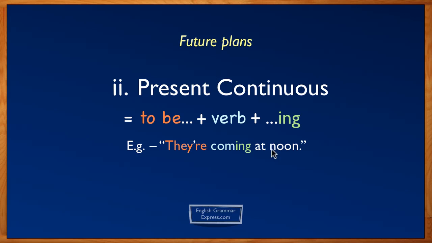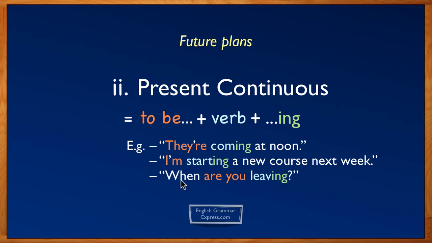Examples of present continuous for future plans are as follows. They're coming at noon, where noon is in the future. Another example would be, I'm starting a new course next week. And finally, when are you leaving in the question form?